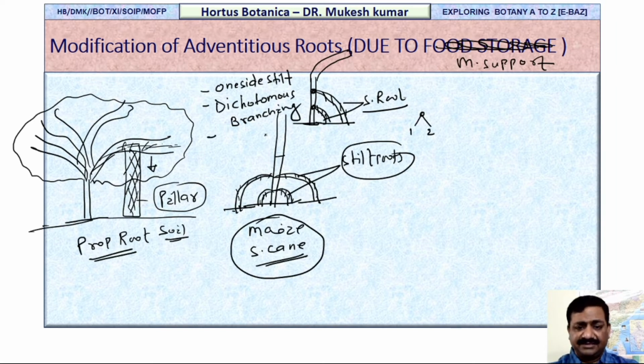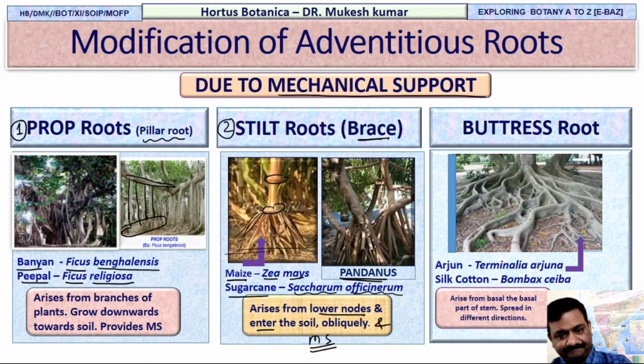Okay, and this is found in the Pandanus. So is it clear? Now see, this is the structure, how it is tilted to one side, and from one side only these stilt roots are arising. So it's called one-sided stilt root. Now move to the third one.